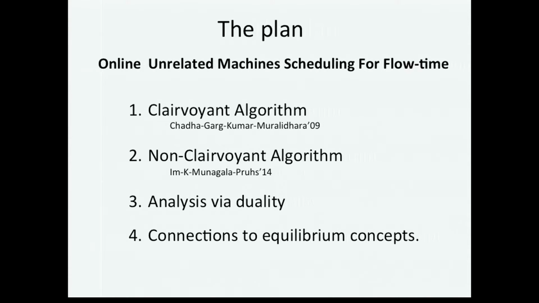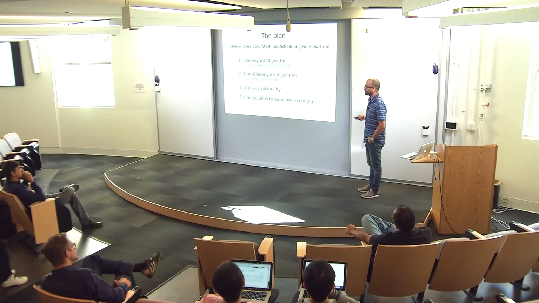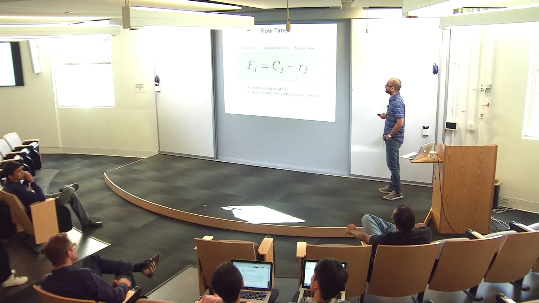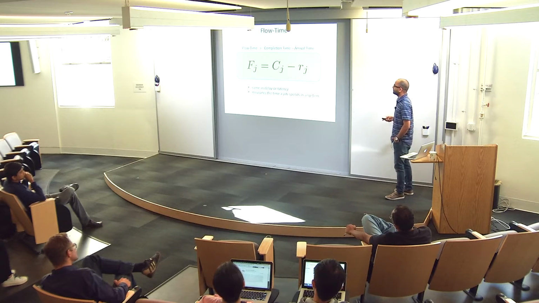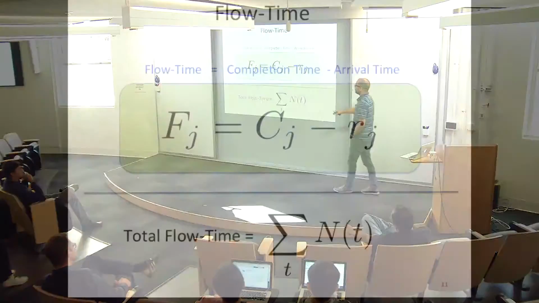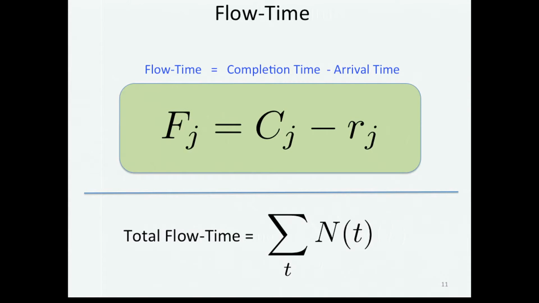Is preemption or migration allowed? Yes, I will briefly tell you, both preemption and migration are allowed. Just to recap, what is the flow time? Completion time minus the release time. And you can also represent the total flow time as the number of jobs which are alive at time t. This quantity will be useful in the analysis.